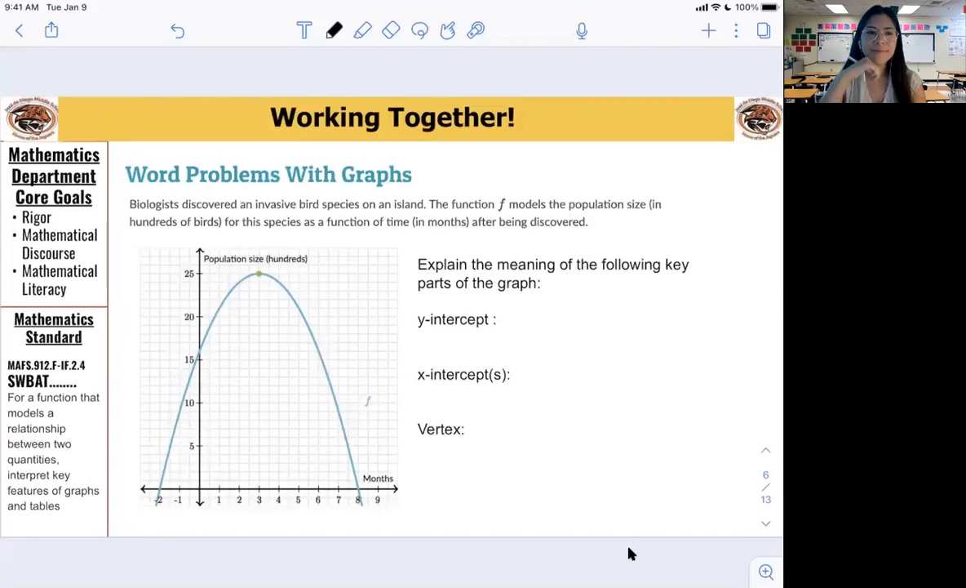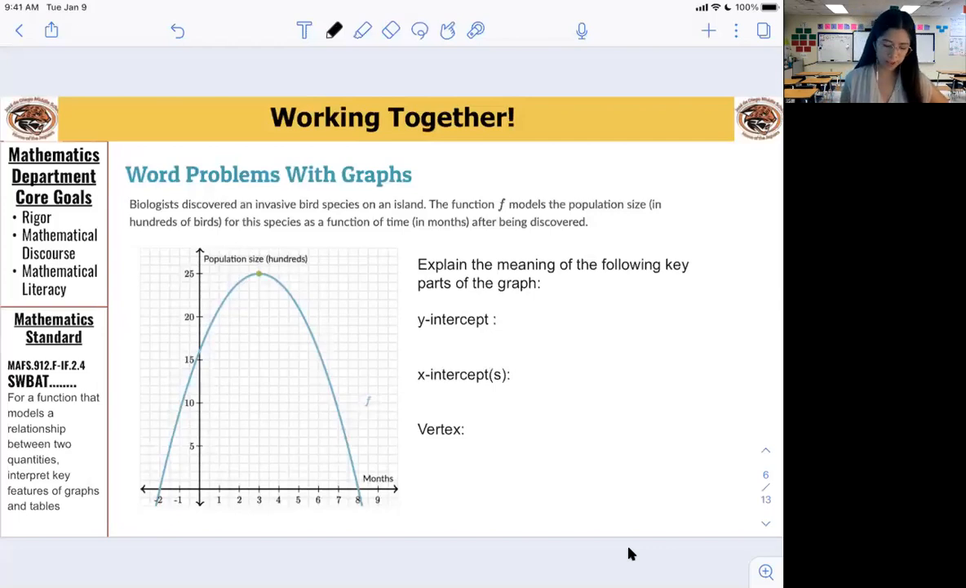Biologists discovered an invasive bird species on an island. The function F models the population size in hundreds of birds for this species as a function of time in months after being discovered. Awesome, thank you. That wasn't so hard. Okay, so first thing, let's find all of the values that it asks for, and then we'll go into what they actually mean.